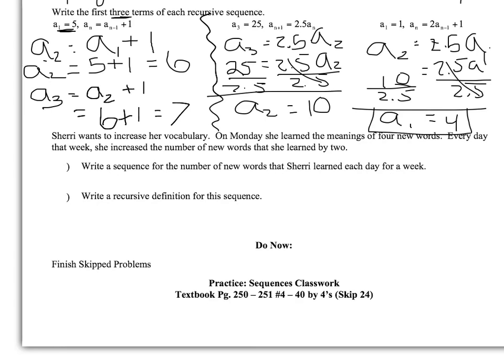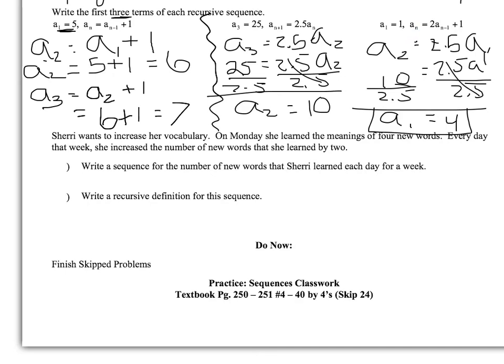You guys should have room left. I'm going to have you guys try that one as part of the do now as well. And it says Sherry wants to increase her vocab. On Monday, she learned the meaning of 4 words. Every day that week, she increased the number of words she learned by 2. Write the sequence she learned for that week.